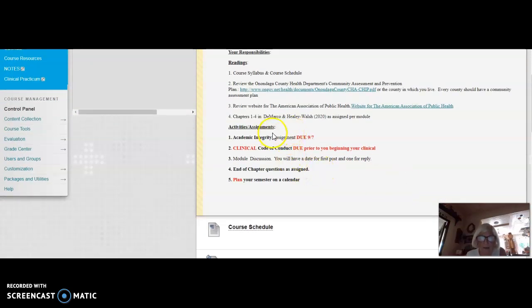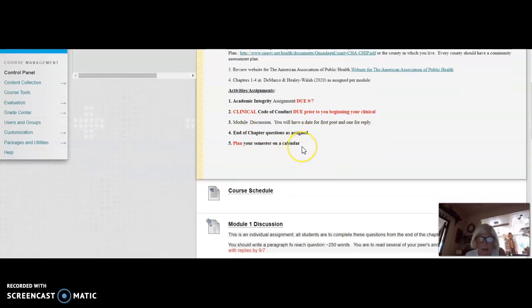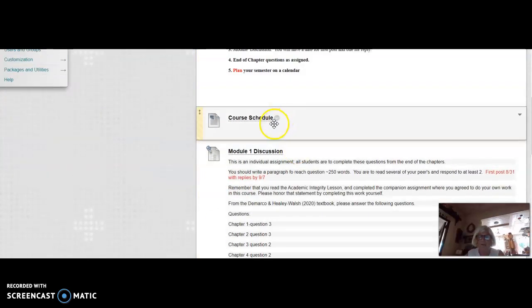And here are your activities: the academic integrity, the clinical code of conduct, which you must read before you start your clinical practicums, the module discussions, and the end of chapter questions are assigned. And as we said, plan your semester on your calendar. And then every module has the course schedule.